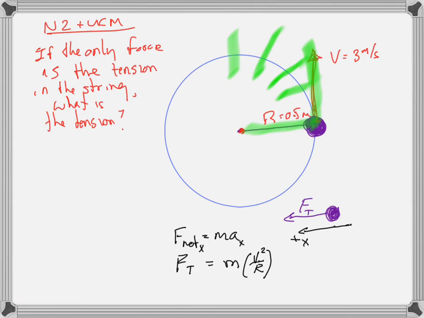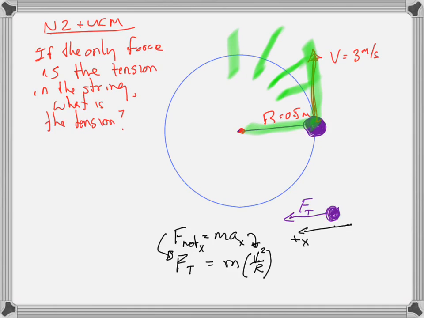So what have we done? We've done a Newton's second law problem. We drew a picture, we drew a free body diagram, we chose our axes, we wrote down Newton's second law, and then we filled in the force, the left-hand side, from the free body diagram. We filled in the acceleration on the right-hand side from anything we know about the acceleration. In this case, because it's going in a circle, the acceleration must be v squared over r. And so therefore, the tension is mv squared over r.